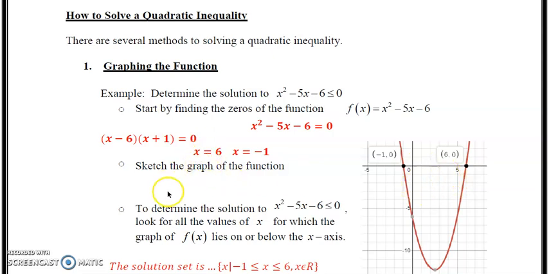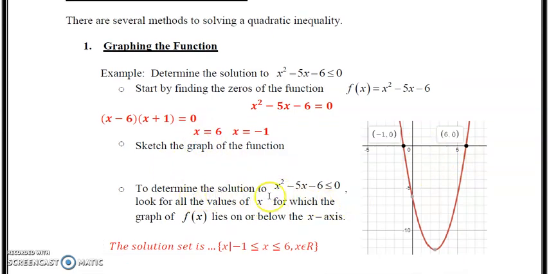Okay. And it says determine the solution to x squared minus 5x minus 6 less than or equal to 0. So we're worried about all the points that are less than or equal to 0 for y. So that's all the values underneath the x-axis, right? So to satisfy that, it's all these points underneath, right?